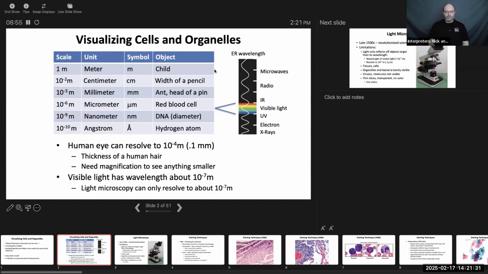So the other thing that's shown on here relative to these objects of different sizes and these different units of measure is an image over at the far right that shows the wavelengths of different forms of electromagnetic radiation. That's what the ER is short for, electromagnetic radiation. Electromagnetic radiation is a form of energy that travels in waves. And it includes microwaves that you use to heat up your frozen dinners, radio waves, television broadcast signals that travel through the air.